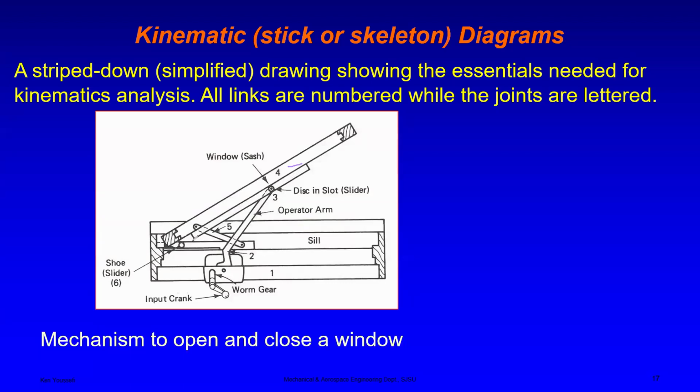So now we are going to represent these links. There's this link, there's this one here, and this one, and there is also this one here, which is link 5. So now we also have the joints, okay? The joints we just mark, for example, the shoe, the disc slot, the window sash, the worm gear, the input crank. All those are joints.